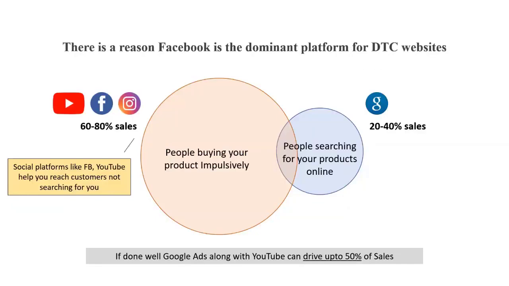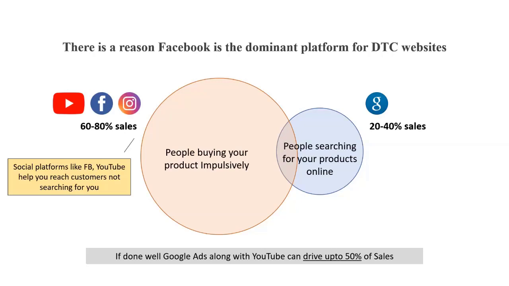Now, one thing which we need to understand is why is Facebook the dominant channel? And I know all of you know the reason, but I still thought I'll bring it out. There is a difference between a platform like Facebook and a platform like Google search. Okay, on Facebook, you show a product to a person and the person impulsively buys your products. On Google, somebody is searching for your products. So the way it happens in e-commerce is the percentage of people buying impulsively is bigger than the percentage of people who are searching for your products.